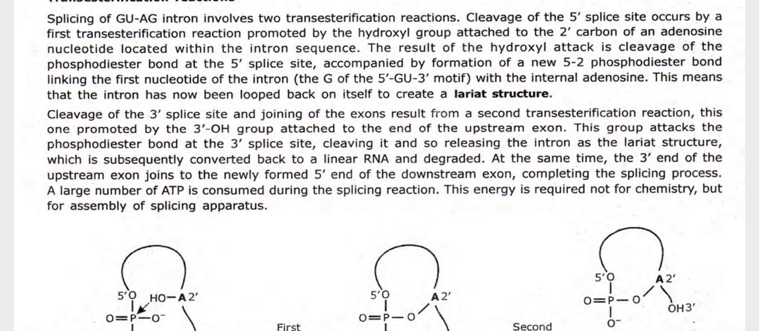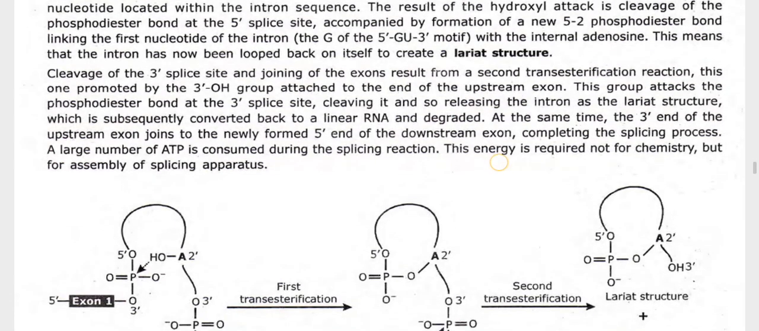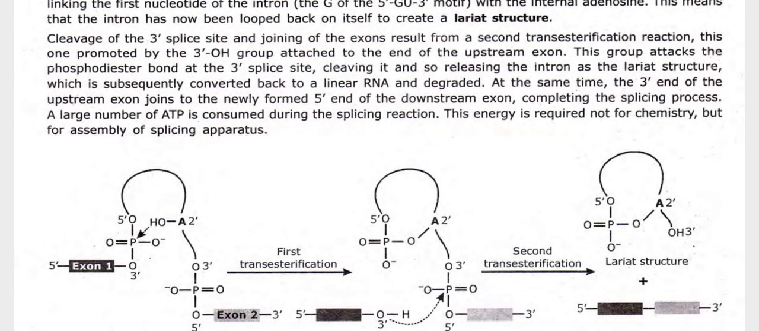So cleavage of the 3' splice site and joining of the exons results from the second transesterification reaction. This one is promoted by the 3' OH group attached to the end of the upstream exon. This group attacks the phosphodiester bond at the 3' splice site, cleaving it and so releasing the intron as the lariat structure, which is subsequently converted back to linear RNA and degraded.